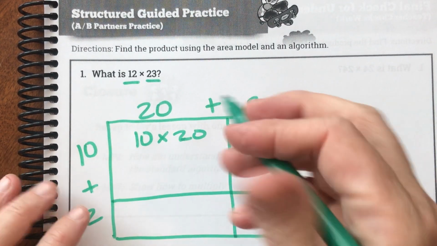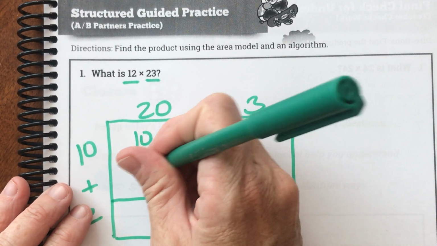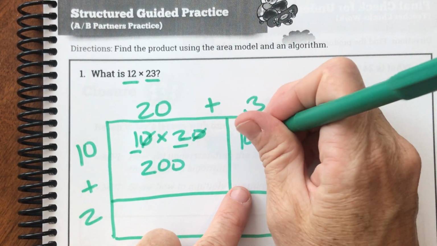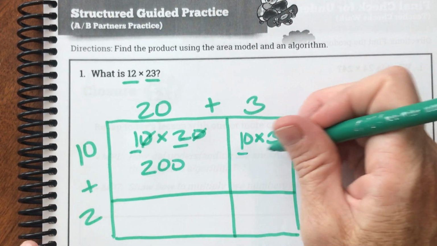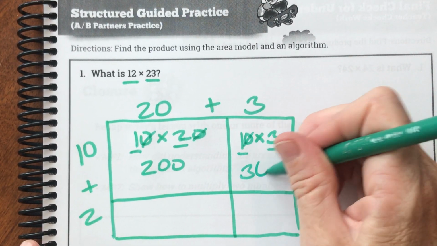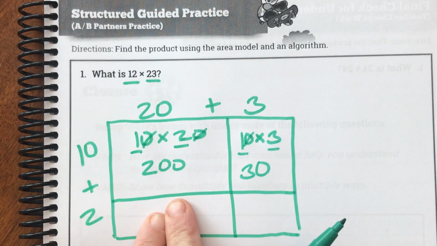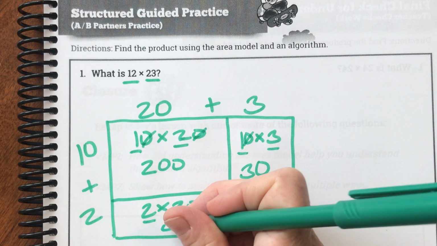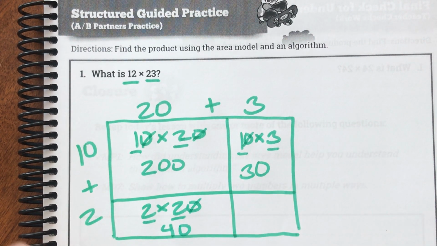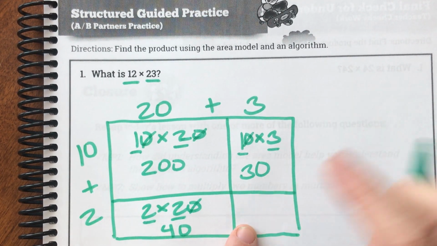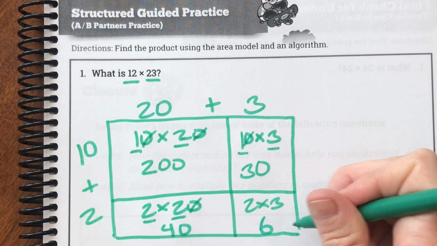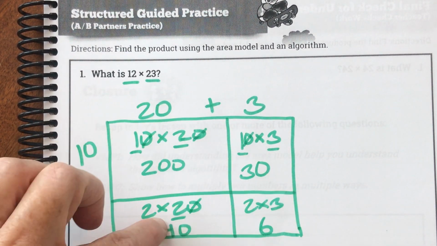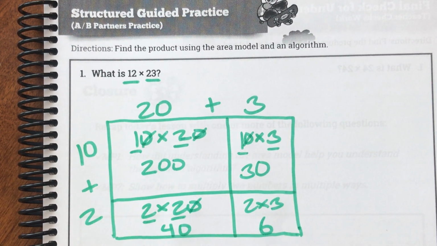So 10 times 20, which is 1 times 2 is 2, and add my 2 zeros. 10 times 3, which is 1 times 3 is 3, and add my 0. 2 times 20, which 2 times 2 is 4, and add my 0. And 2 times 3, I know, is 6. Okay, so we have our 4 partial products with our expressions in there.